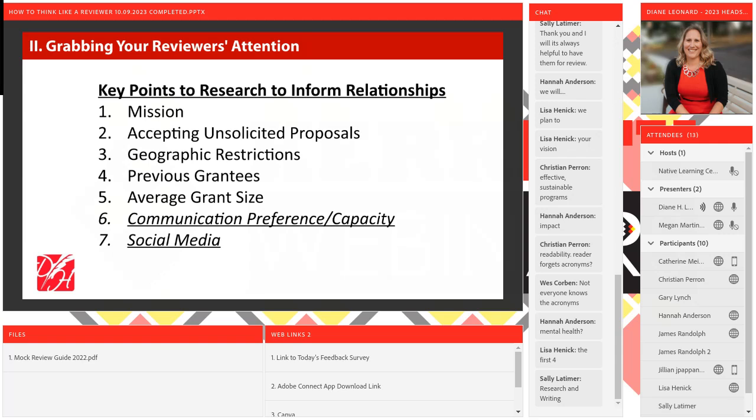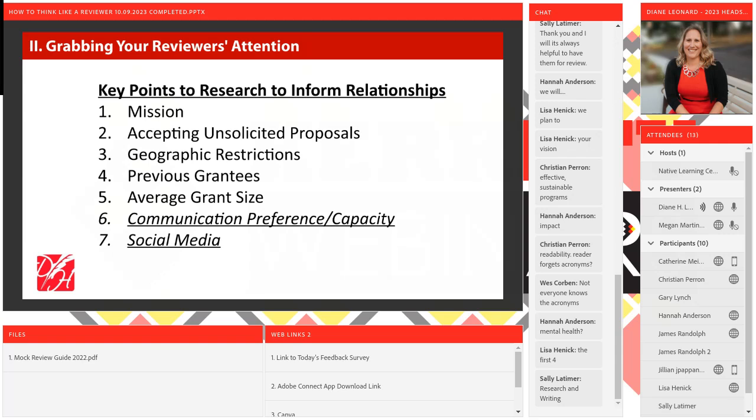What questions might we have that we want to get answered so that we can write our proposal in the most competitive way? So these 7 items help us not only to make decisions about what we will apply to or not, but they're setting the stage for our relationships and our writing as we think about those next steps in our grant life cycle.